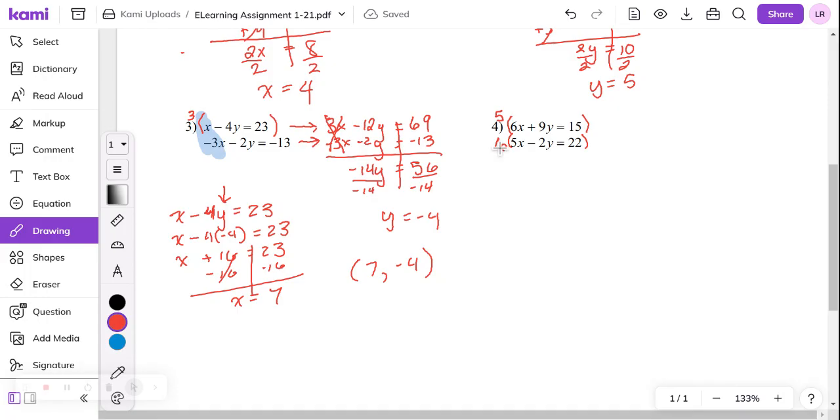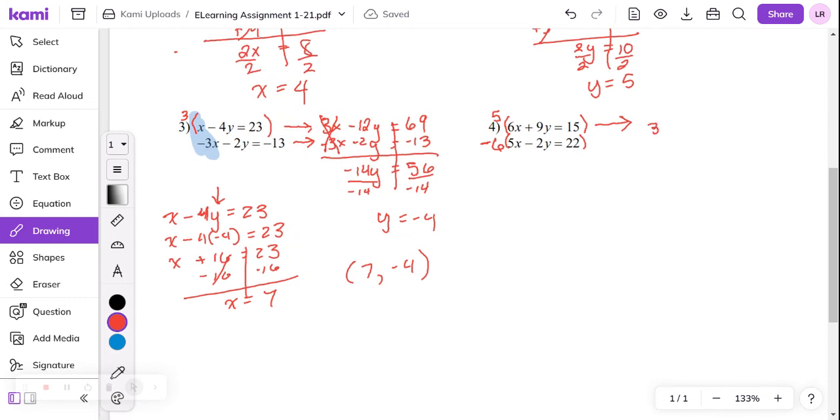So then what I usually do is quickly change one of those to a negative. So I know I'm going to have a 30x on top and a negative 30x on the bottom. That way I can just add my equations and eliminate my x's. So be careful when you actually do all the multiplications. 5 times 6x is 30x.